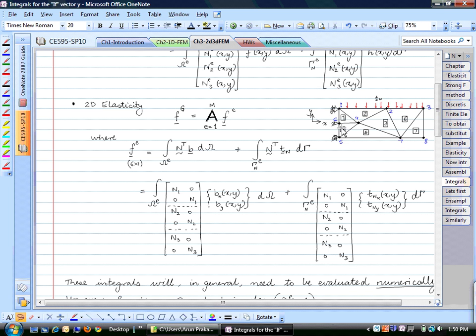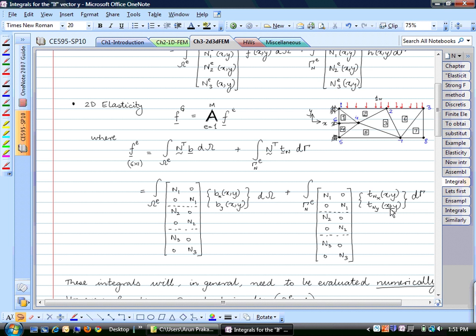If we apply self weight only, that is minus rho g in the second component, is that a constant body force? It is a constant body force. So we can apply the technique that we are going to talk about, and come up with explicit expressions so that we don't have to do any numerical integration, and that will go much faster when you implement it on the computer.